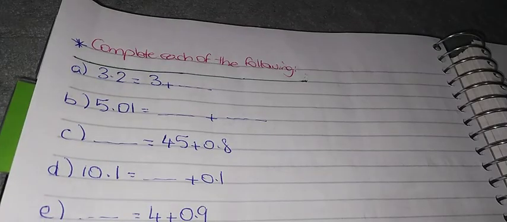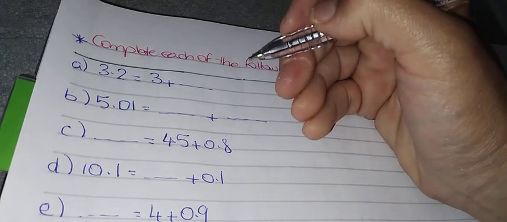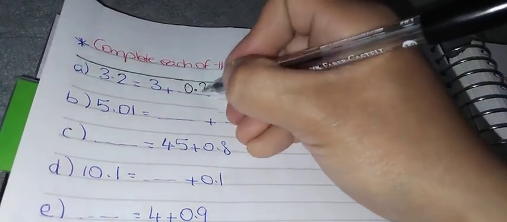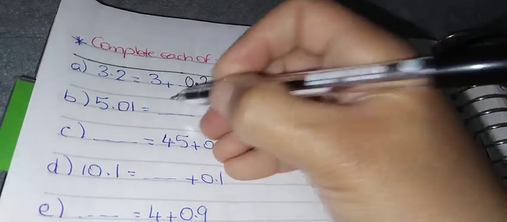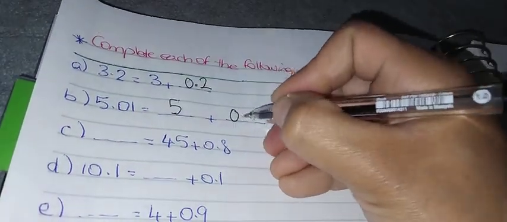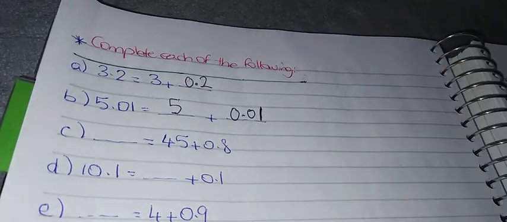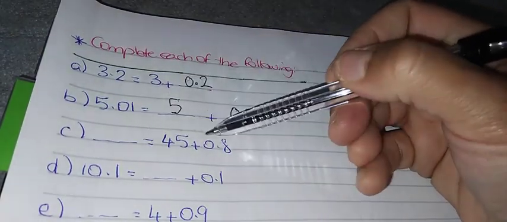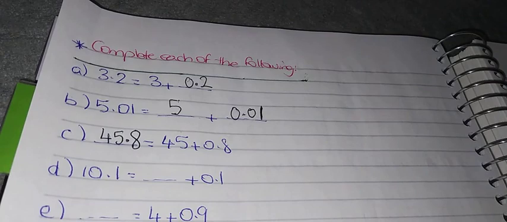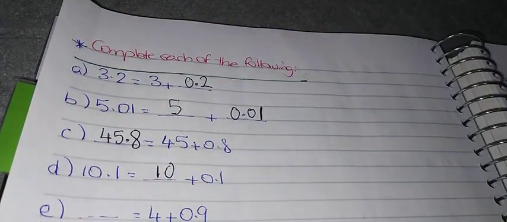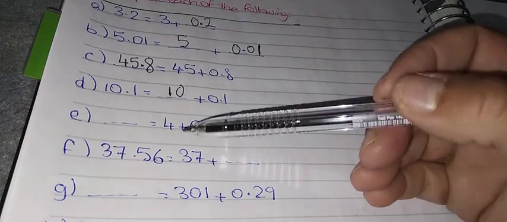Complete. 3.2 equals 3 plus what? Yes, 0.2. 5.01 is 5 plus 0.01. What is equal to 45 plus 0.8? Yes, 45.8. 10.1 equals what plus 0.1? Yes, equals 10 plus 0.1. What is equal to 4 plus 0.9? Yes, 4.9.